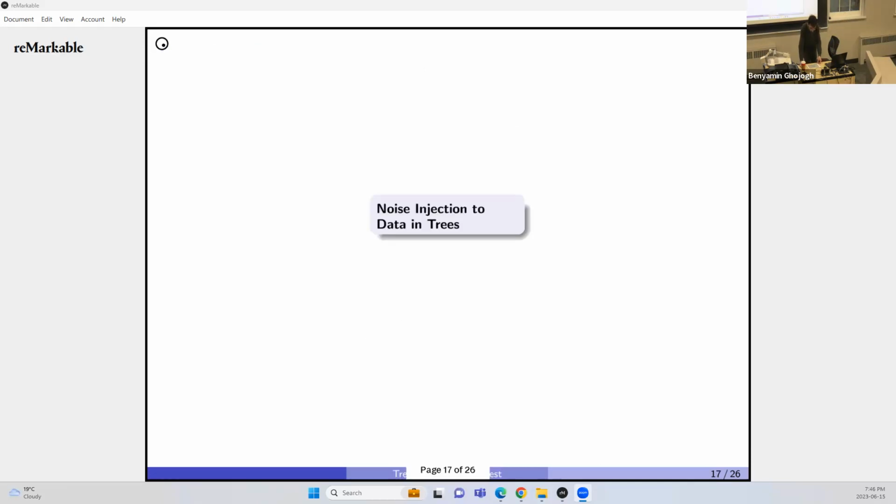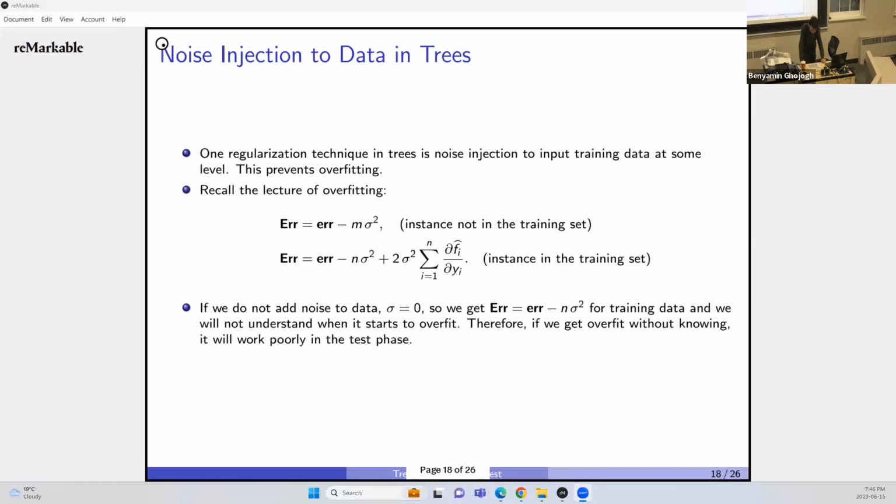Okay, noise injection to data in trees. One regularization technique in trees is noise injection to input training data. This is also a regularization technique in deep learning. In any machine learning method, this is a regularization technique. So at some level, we shouldn't completely confuse the data with noise. The variance of noise should be negligible with respect to the data. Okay, and then this prevents overfitting.